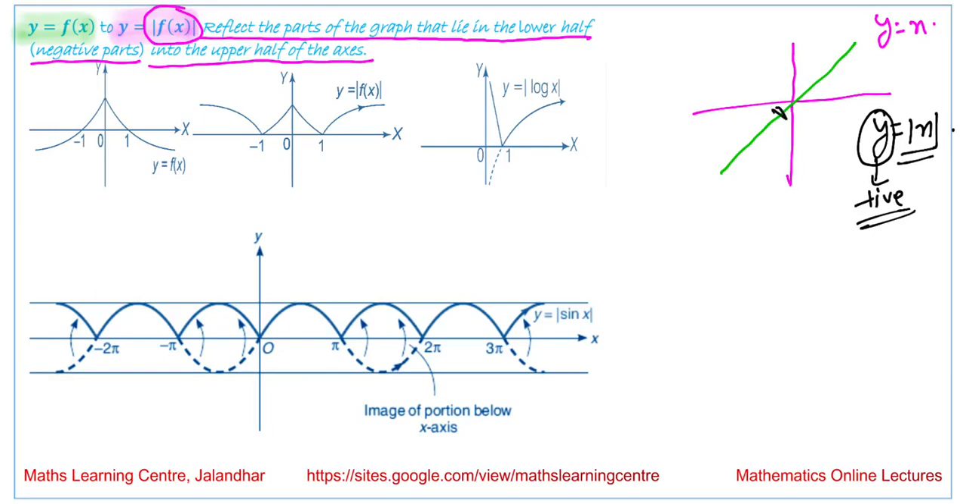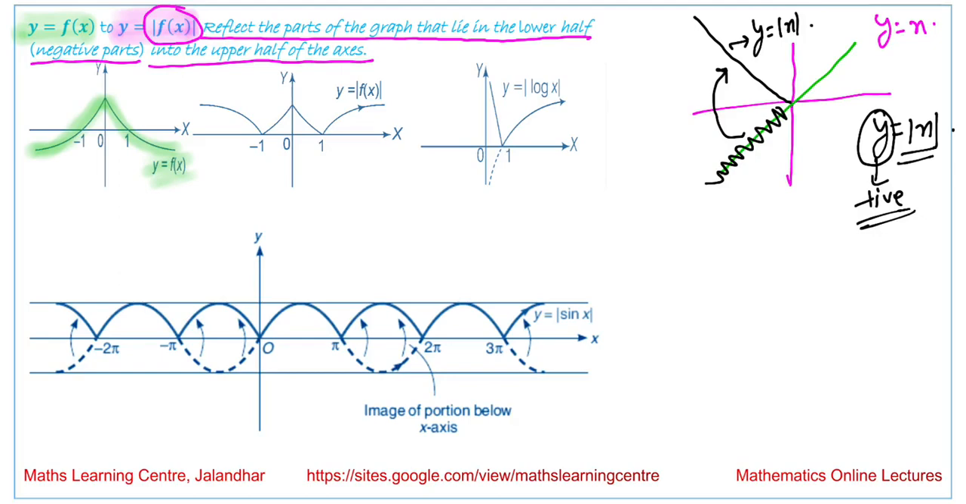So the first thing we are going to do is remove this portion. And how will this portion behave now? This will be reflected on the upper part. We have reflected this portion along the x axis, and we obtain the graph of y is equal to mod of x. So same thing we are talking about over here. Suppose this is the graph of the function y is equal to f of x.